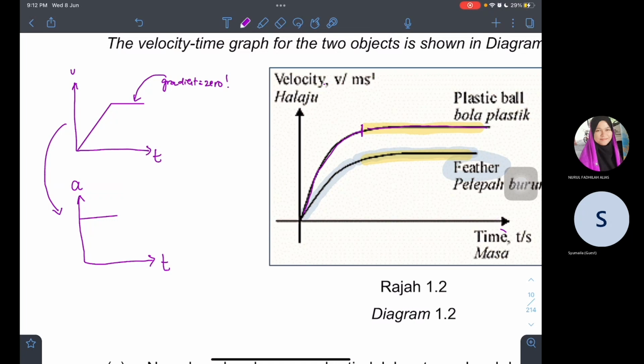So if the gradient is 0, that means acceleration is 0 because the gradient of graph V against T gives us the acceleration. Hence, here acceleration is 0 kat sini. So this is how we draw. Jadi tak semestinya soalan ask you to draw. Boleh jadi soalan tak suruh pun draw, tapi soalan asking you questions and you need to check balik your understanding of the topic ataupun concept of the graphs too.